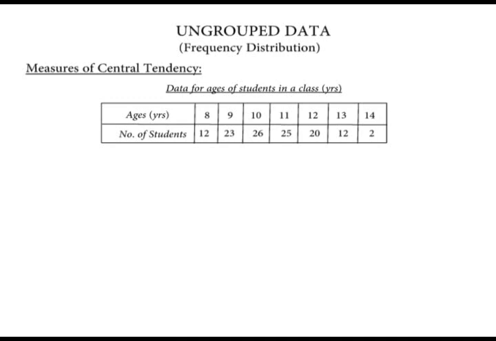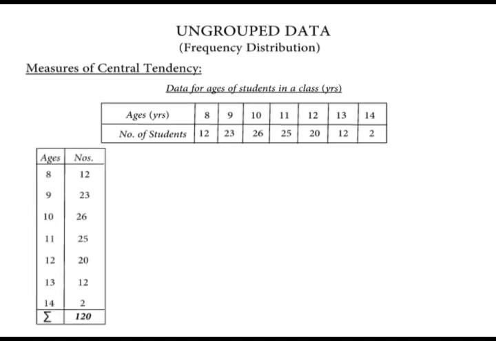From this frequency distribution, you see there are 12 students who are aged 8 years, 23 students are aged 9, 26 students are aged 10 years, and so on and so on. We can calculate the measures of central tendency for a frequency distribution. But first, we arrange the data into columns. Ages are the observations, so we use X. The number of times an observation occurs is called frequency, and it's represented by F. The summation of frequency gives the total number of students.